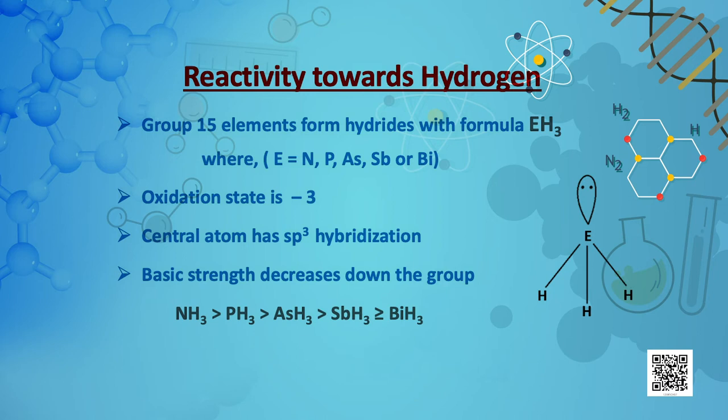The presence of one lone pair on central atom makes them Lewis base, and basic strength decreases down the group among hydrides, that is ammonia being most basic, followed by phosphine, then AsH3, antimony hydride, and last bismuth hydride.